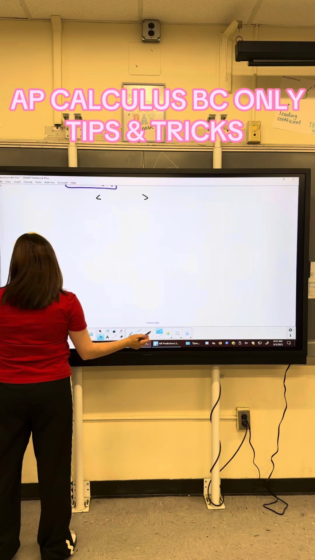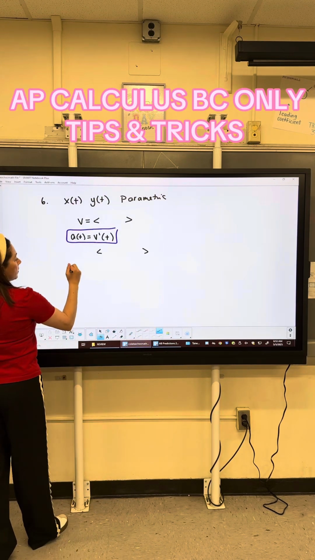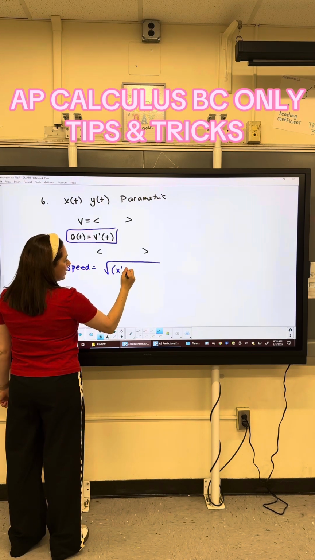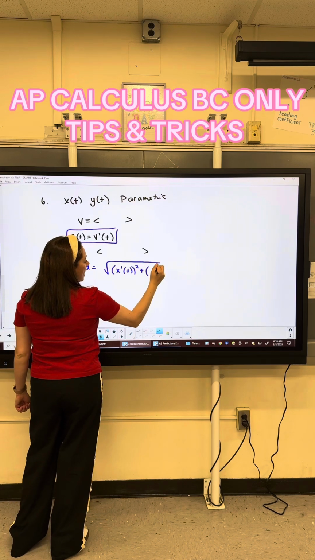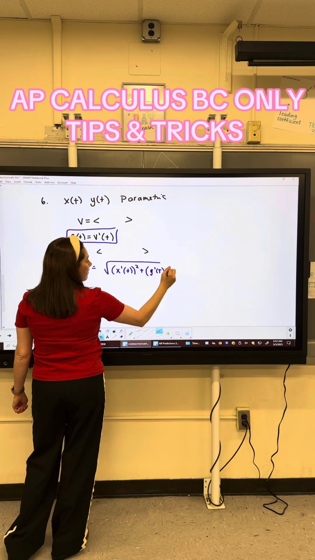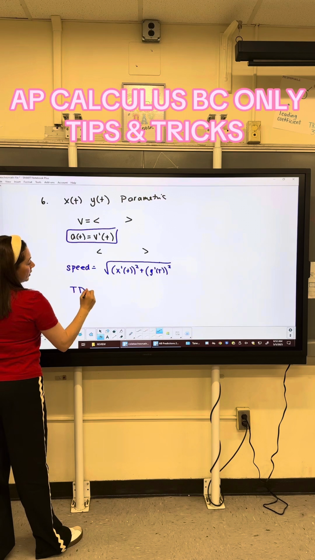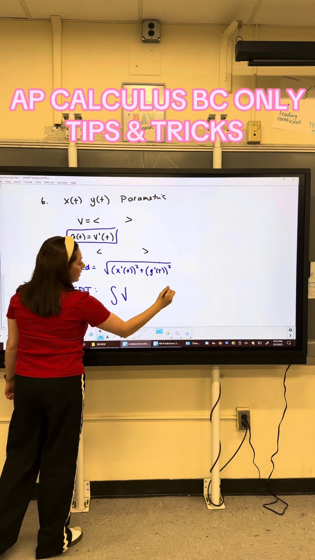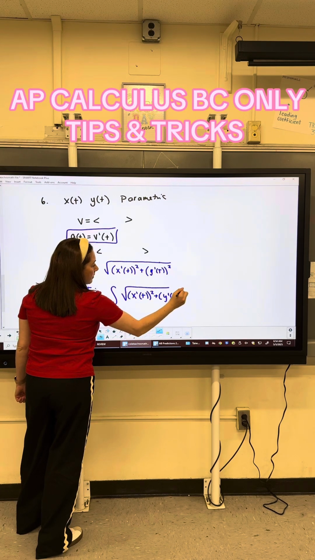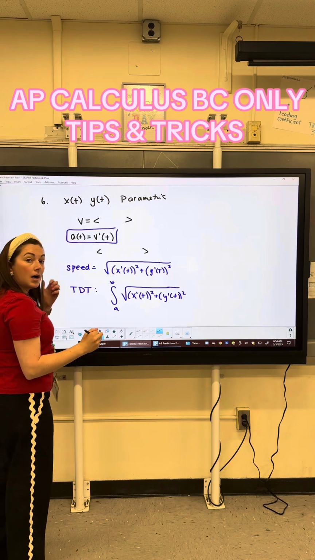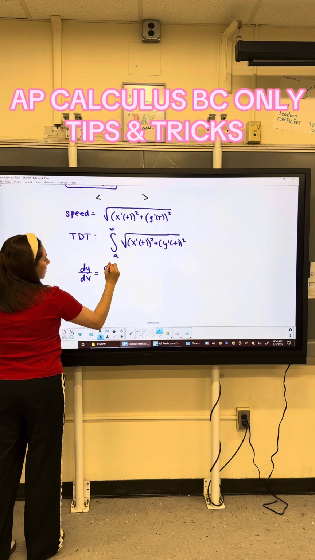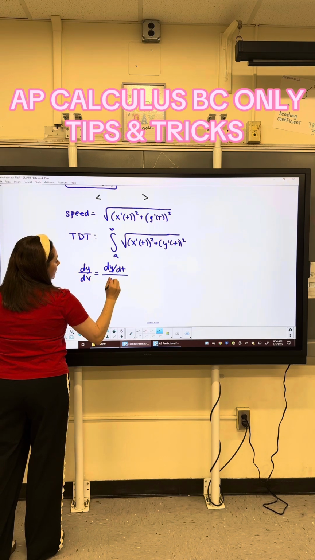All right, what do you need to know in parametric? You need to know speed is the square root of dx dt squared plus dy dt squared. I'm just going to write it as x prime and y prime. Total distance traveled is the integral of speed from A to B. You need to know dy dx is dy dt over dx dt.